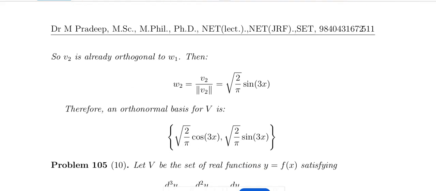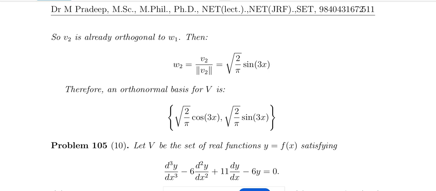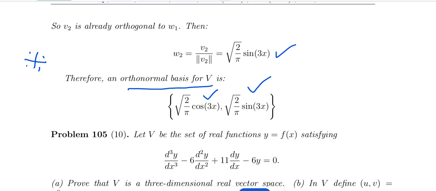So we can construct the v2, that is w2, which is v2 by norm of v2. So v2 is already orthogonal to w1, that is 0. So that is root of 2 by pi, v2 is sin 3x. Norm of v2 is root of 2 by pi, we already found out. So this is the w2. So the orthonormal basis of v is root 2 by pi cos 3x, root 2 by pi sin 3x. This is the simple example of how to construct the orthonormal basis for an application problem.